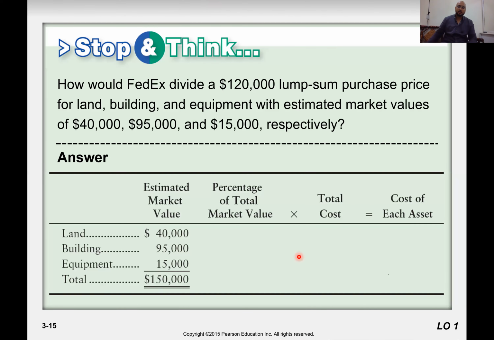Okay, class, welcome back from the breakout room activity. Let's compare our answers, but first, let me read the question for those who are watching online. How would FedEx divide a $120,000 lump sum purchase price of land, building, and equipment? They have purchased 3 long-term assets with 120,000. So our problem is how much we have to write for land, for building, and equipment.